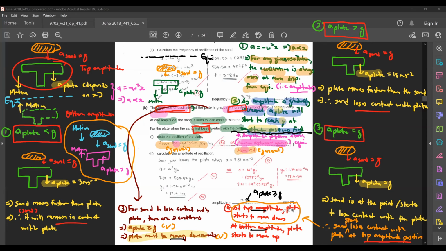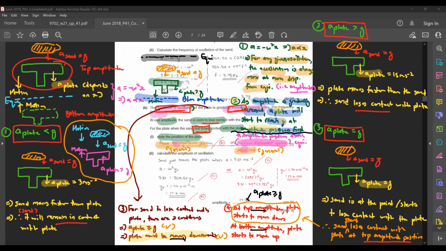Let me just indicate for you the bottom amplitude position first. Let's just say that this one here, the blue colored line, is your bottom amplitude position. Your plate now is right over here. Because sometimes people will also say, when you are below the equilibrium position and your plate is moving downwards, if its acceleration is more than g, wouldn't your sand also still lose contact with the plate? Yes, that is correct. Your sand will start to lose contact with the plate below the equilibrium position even before you reach the amplitude position in this case.